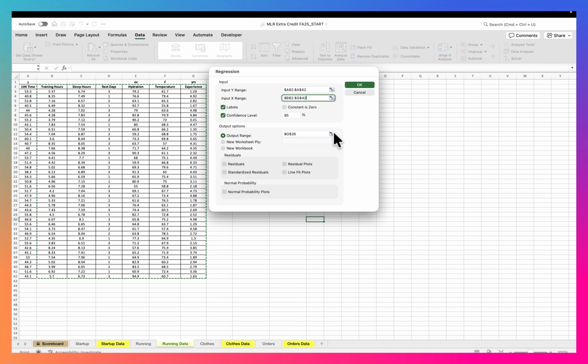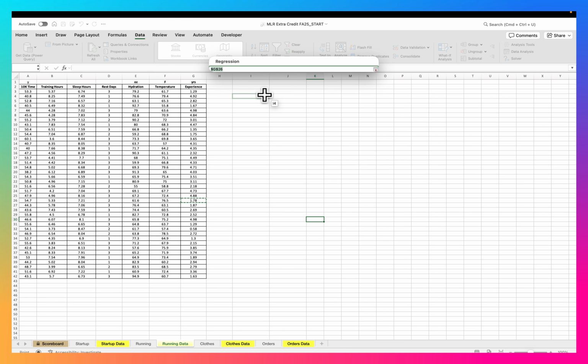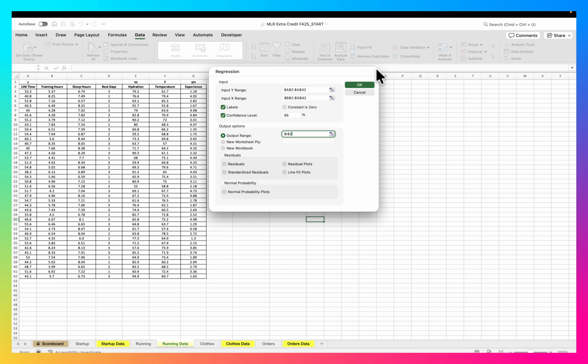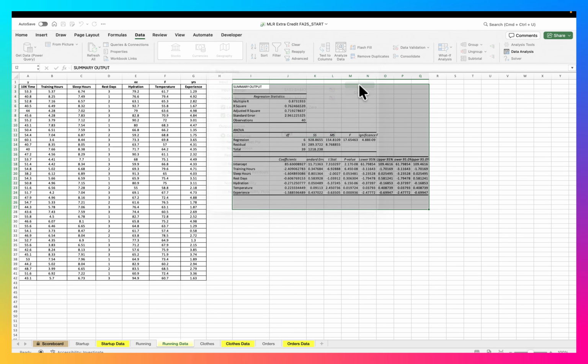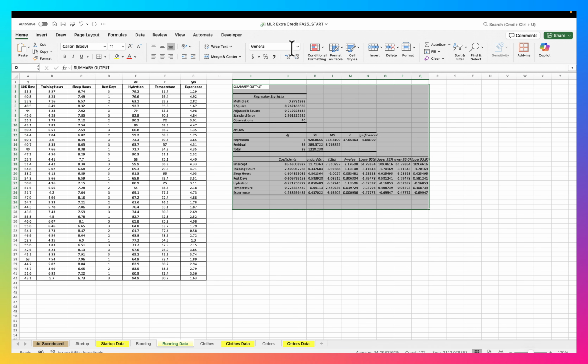Okay, and then the output range, that's also going to have to change to that spot right there. Everything looks good. Remember, while it's still highlighted, switch to number, and then we'll look at the p-values.